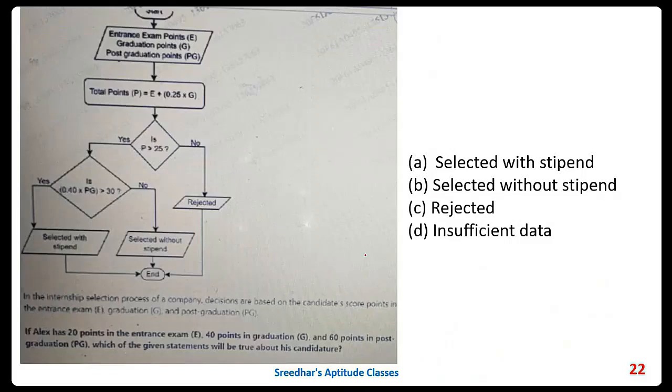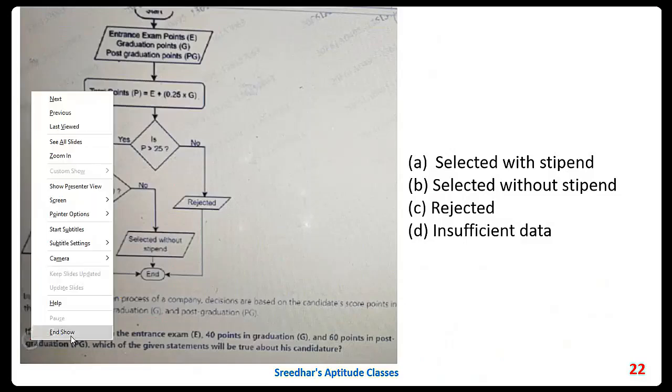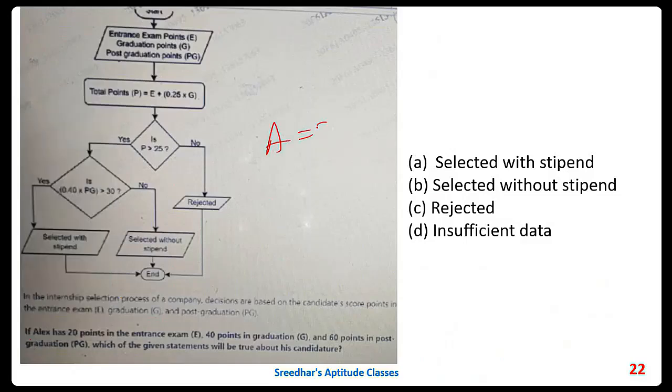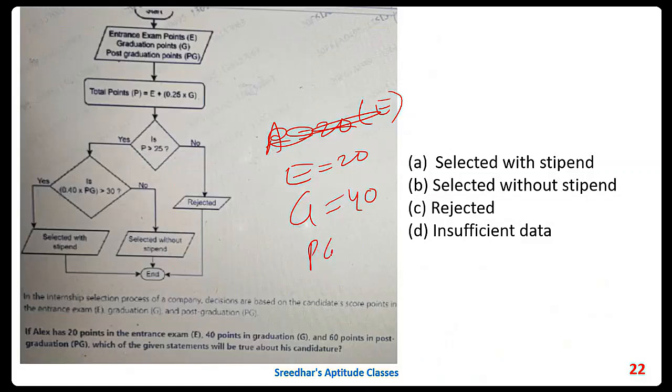Okay, so another flowchart one. So here the question is saying Alex has 20 points in the entrance exam and 40 points in the graduation. So entrance exam 20 points, graduation 40 and 60 points in PG. Which of the given statements will be true about his candidature?